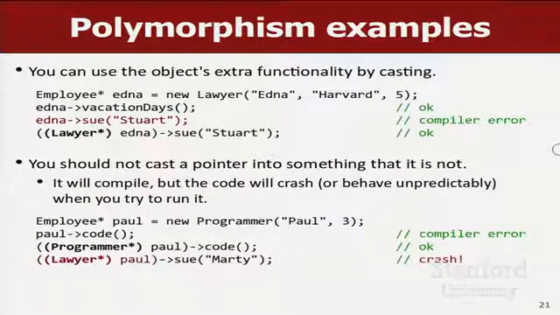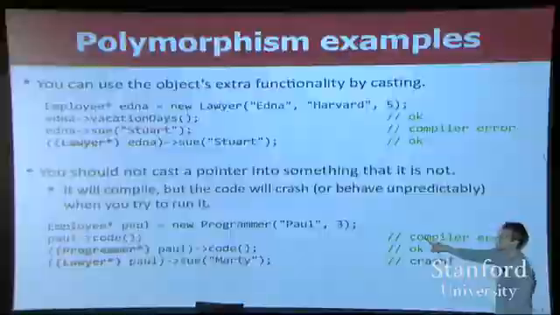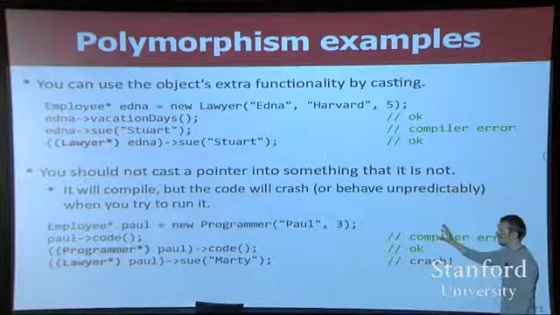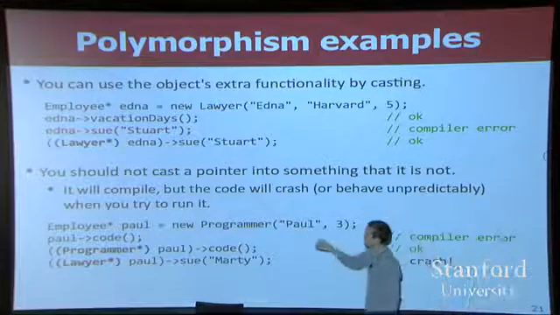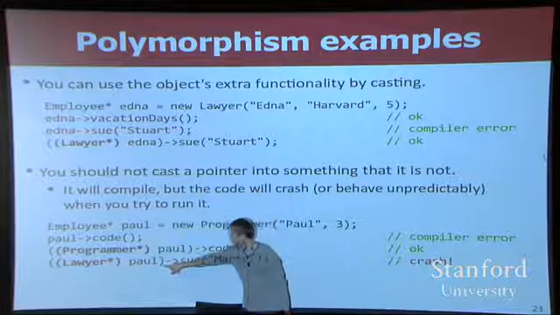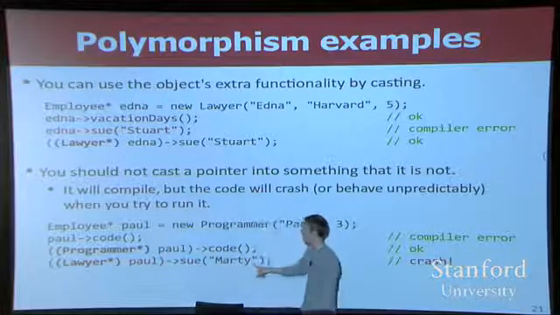OK, you asked me about what if I try to cast something to the wrong kind, I think is what you're saying. I think that's what I have here. So you shouldn't cast a pointer into something that it is not. So here I have employee Paul equals a new programmer. We didn't write the programmer class, but suppose there's another subclass of employee called programmer. So it's a new programmer. And then I say, hey, Paul, write some code. And that doesn't compile because the programmer class presumably has a code method, but it's an employee star, so it can't call this method. If I cast Paul into a programmer pointer, I can say code. What if I cast Paul into a lawyer pointer and I said, sue Marty?